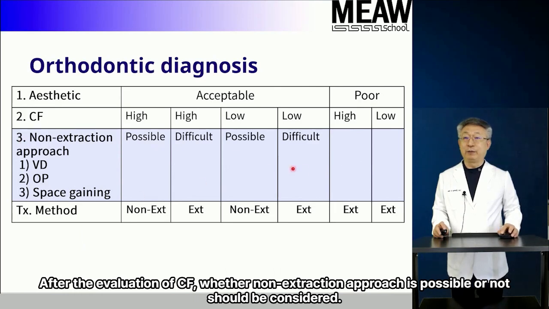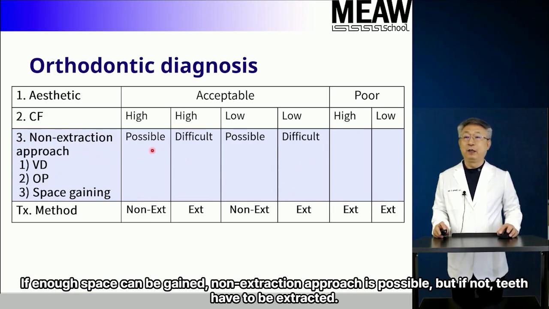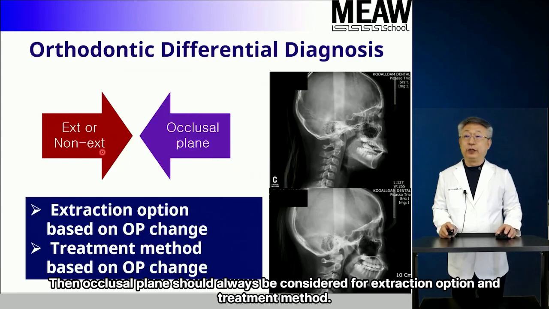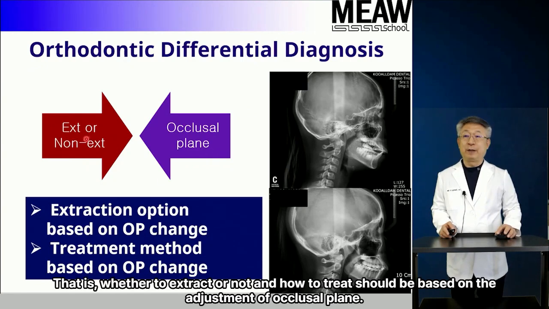After the evaluation of CF, whether non-extraction approach is possible or not should be considered. If enough space can be gained, non-extraction approach is possible, but if not, teeth have to be extracted. Then occlusal plane should always be considered for extraction option and treatment method. That is, whether to extract or not and how to treat should be based on the adjustment of occlusal plane.